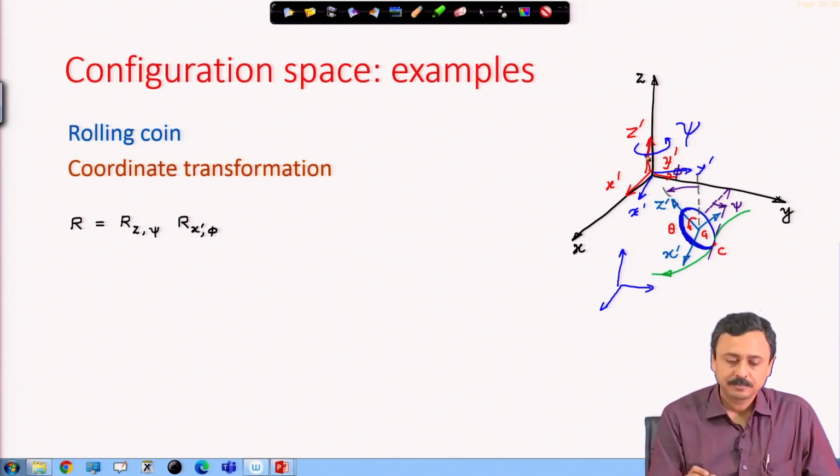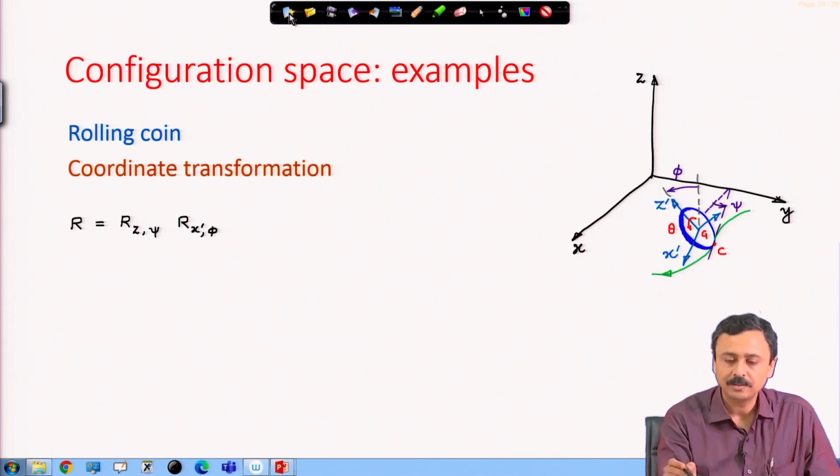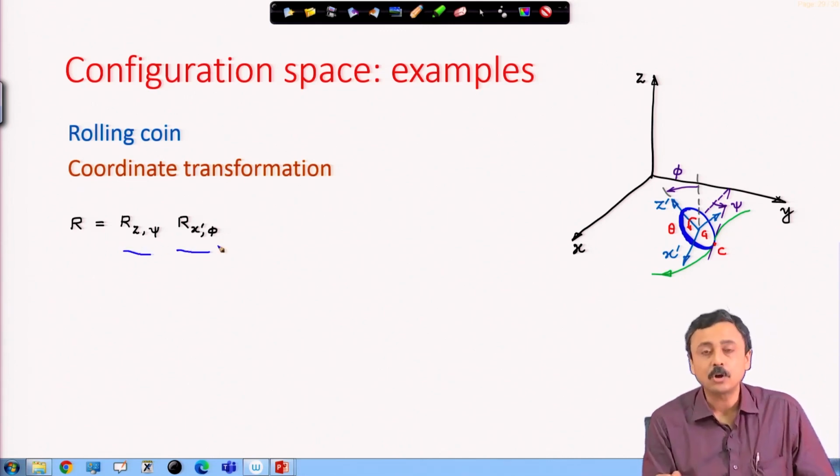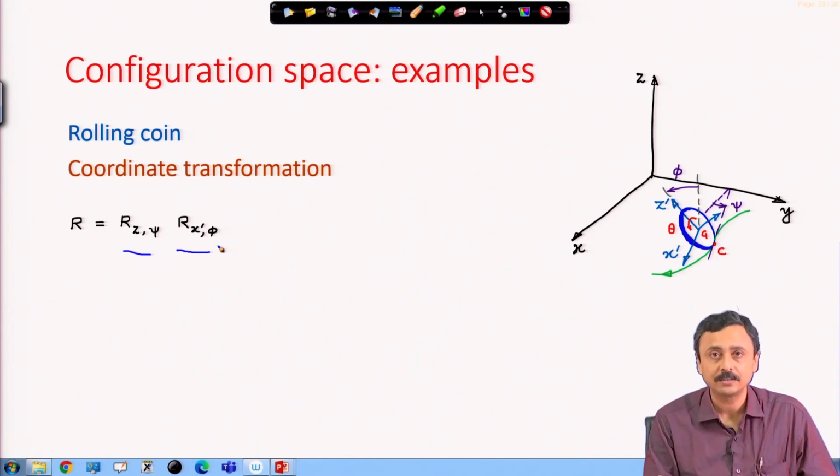Then, about the new x prime, I must give a tilt of angle phi. These rotations, given in this order, are about the new frame. I get the first frame by rotating about z by an angle psi, and then about the new x axis I give the next rotation of phi, which gives me the tilt.